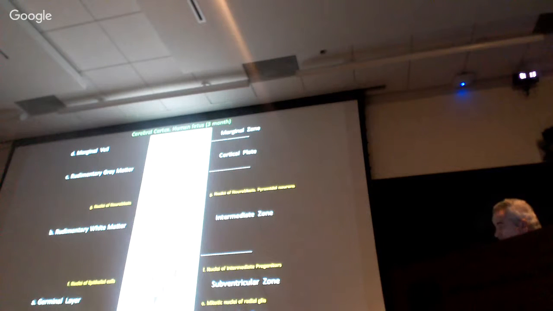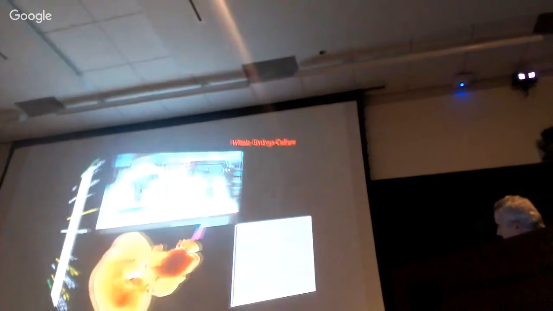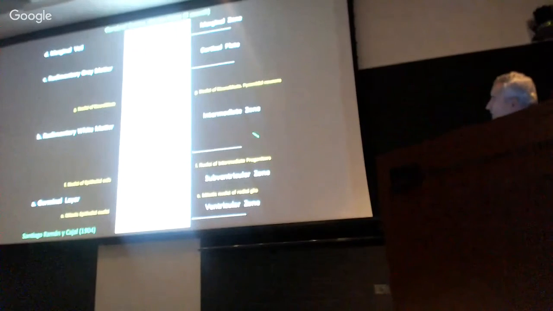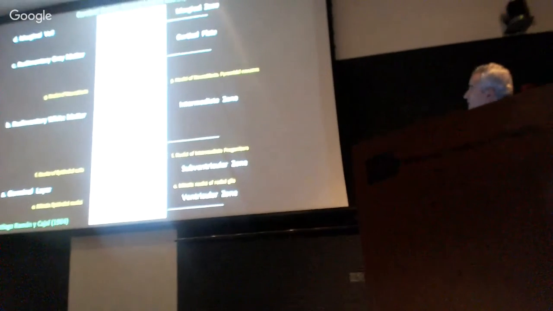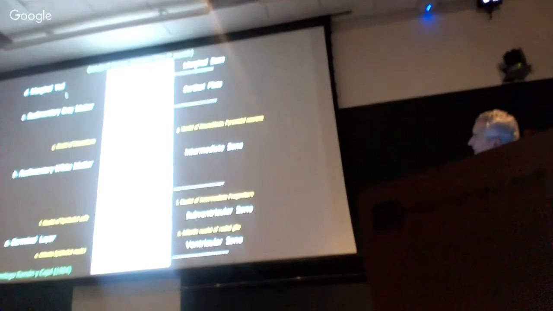The output is this drawing in 1904, and this is the cerebral cortex of a human fetus at the beginning of the stealth mode. Here on the right is our main intellect, the Cajal momentum. So you can see in the upper part is the marginal zone, which Cajal called the marginal plate.